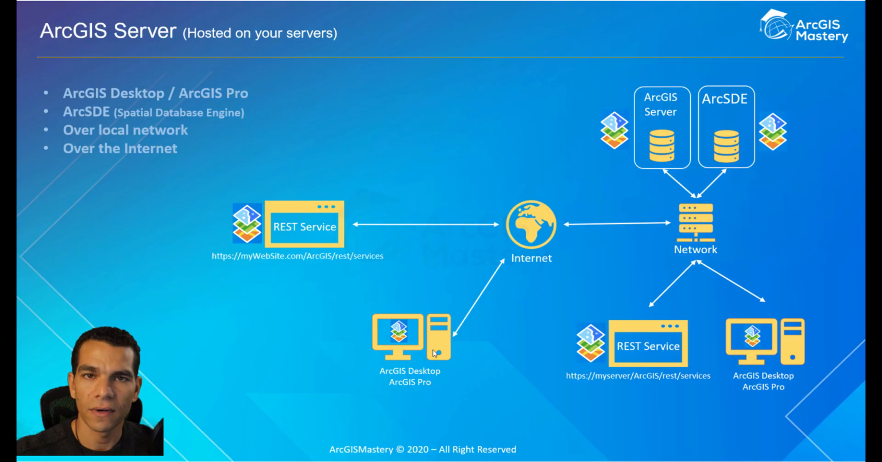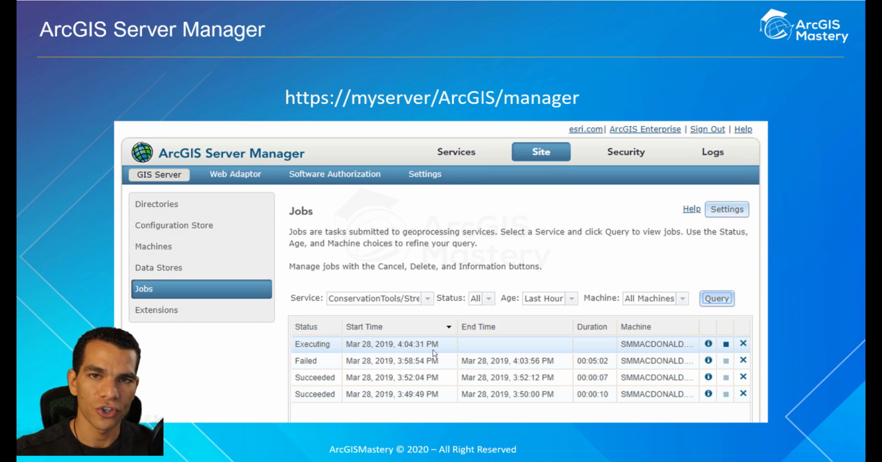And ArcGIS Server is just a hosting server to host your maps. So it doesn't have a UI, but you can manage it through ArcGIS Server Manager. And this is the URL for the server manager. So if you have ArcGIS Server hosted on your network and you are the manager on the server, you need to go to this URL to manage your server.